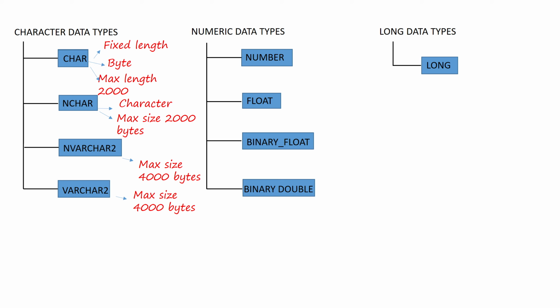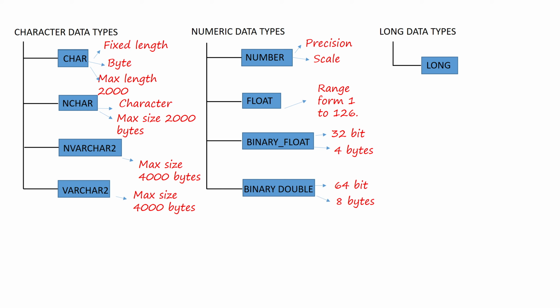Next is numeric data types. Number has two parameters, precision and scale. Scale value ranges from -84 to 127 and it is used to round off if we mention this precision and scale values. The next data type is float. Float is used to store decimal values and the values range from 1 to 126. The next data type is binary float, which is 32-bit single precision and each binary float value consists of 4 bytes. The next data type is binary double, which is 64-bit double precision and each binary double value consists of 8 bytes.